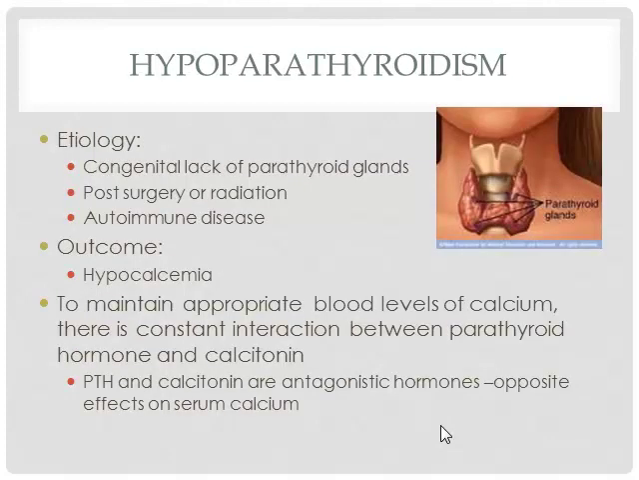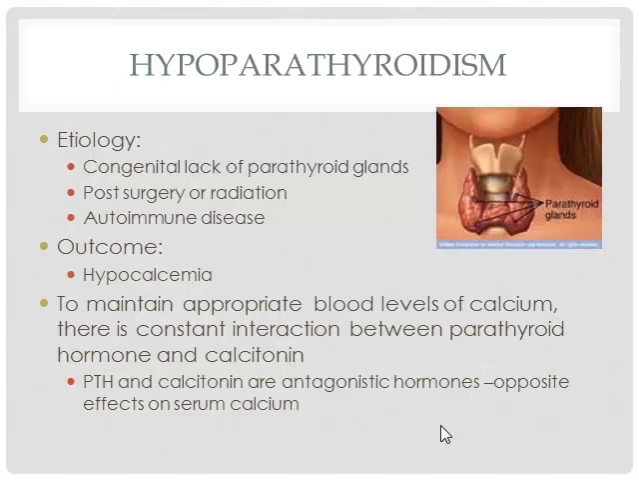So the condition here would be hypoparathyroidism, and this is showing the cervical spine of an individual, specifically an anterior view, and showing where the parathyroid glands are located in the pictures. And so etiology, we might have a congenital lack of the parathyroid glands, we might have post-surgery or radiation, or autoimmune disease that's going to affect the parathyroid glands. The outcome winds up causing not enough calcium available.